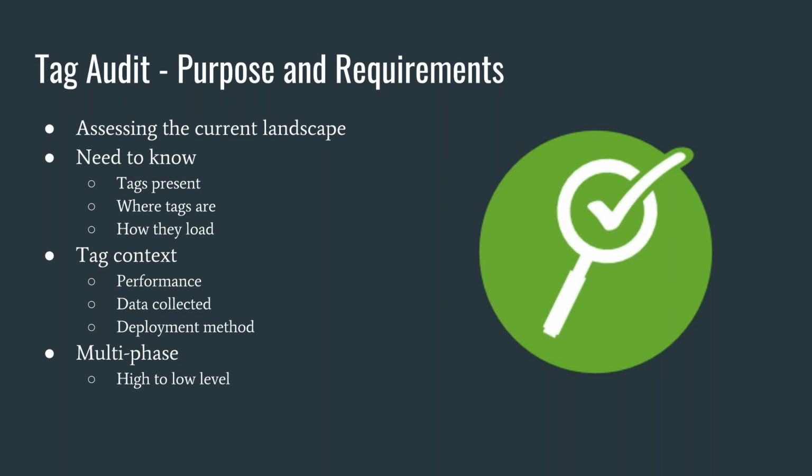Are there tags that are maybe blocking the functionality and the load of other tags or the content of my page? Those are the types of contextual information that we can grab about tags around performance. We're also going to know data collected.